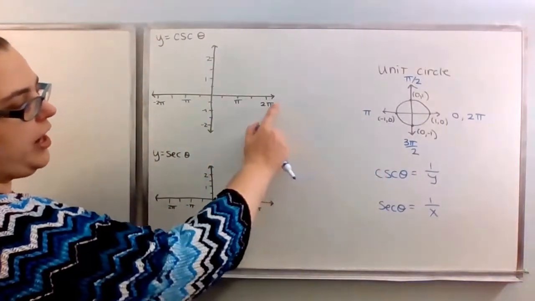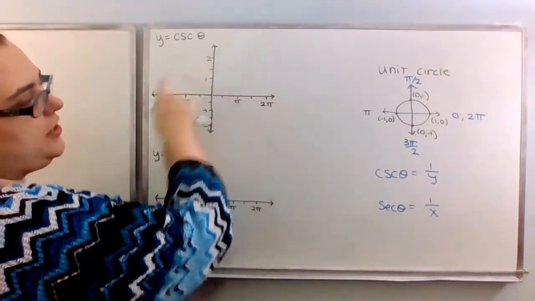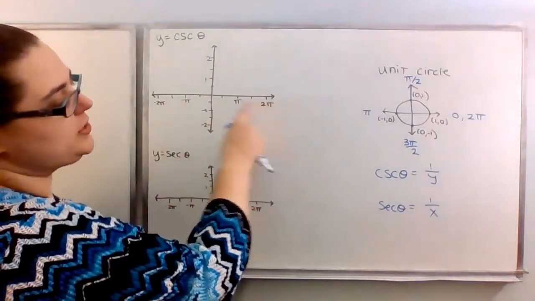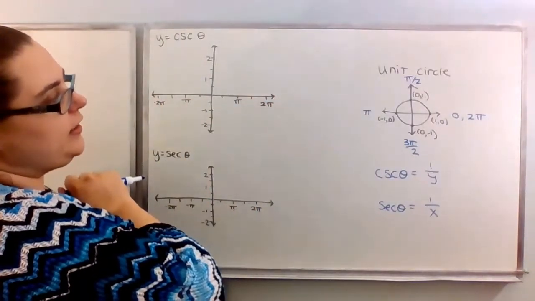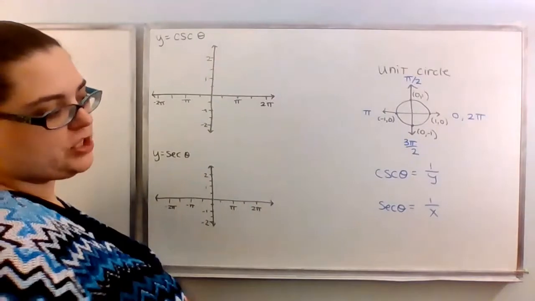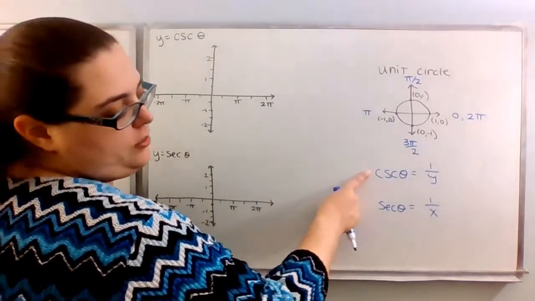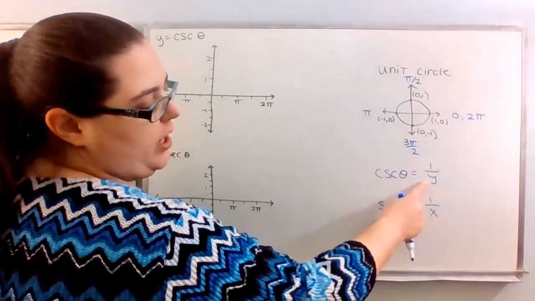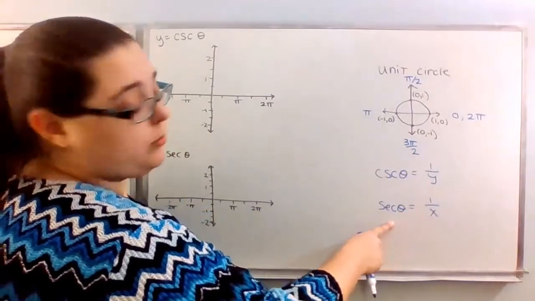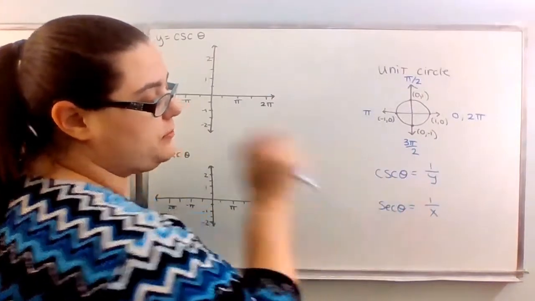So remember, our x-axis is really our theta axis here. That's our argument. So our argument is going to be our angle. And then we're going to be graphing the ratios. So for cosecant, the ratio we're going to graph is 1 over y. And in secant, the ratio we're going to graph is 1 over x.